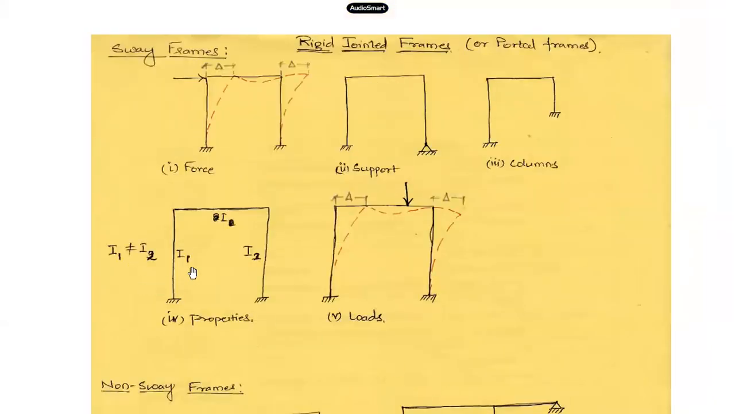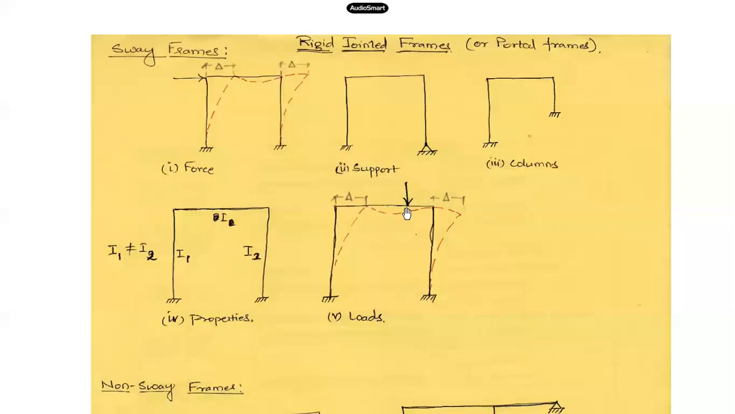What are those unsymmetric properties? The geometric properties, cross-sectional properties, that is, the moment of inertia of the columns present in the frame. I'm saying two columns, there may be more than two columns also, but the columns are having unequal moments of inertia. So the stiffness will not be the same for all the columns, and that will also cause the sway of the frame. Here in this frame, you can see I1, I2 for the two columns, and I1 and I2 are not equal. So this is one more condition.